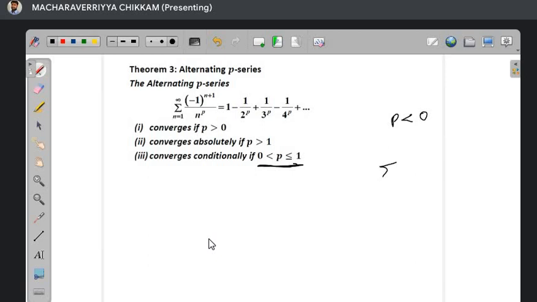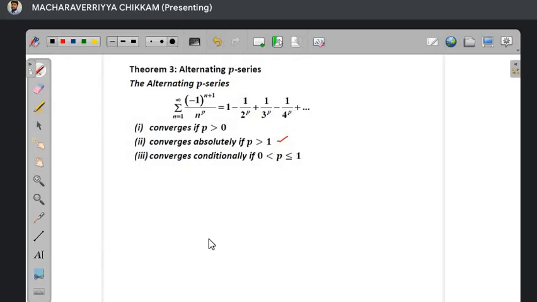Why? Because if p is negative, just think about it, say minus 2. Then it can be written as summation n square. So what is the limit of n square? The limit of n square is infinite. So it is very clear that when p is negative, it is divergent for sure. And it is going to be absolutely convergent for p greater than 1. It's clear. And we can also prove that it is conditionally convergent in between 0 and 1.